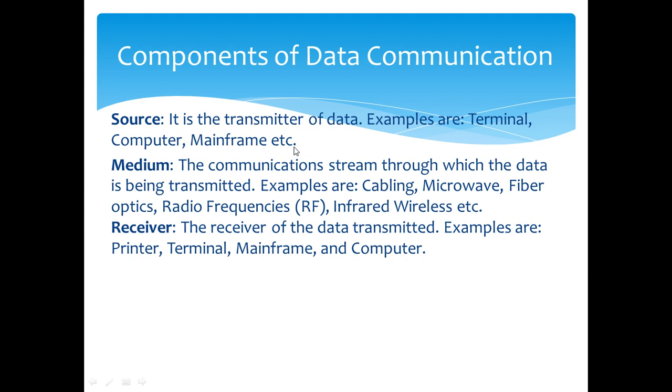The second component is the transmission medium, the communication stream through which data is transmitted. Examples are cables, microwaves, fiber optics, radio frequencies, infrared wires, etc. The third one is the receiver, which receives the data transmitted. For example, a printer, a terminal, a mainframe, and a computer.